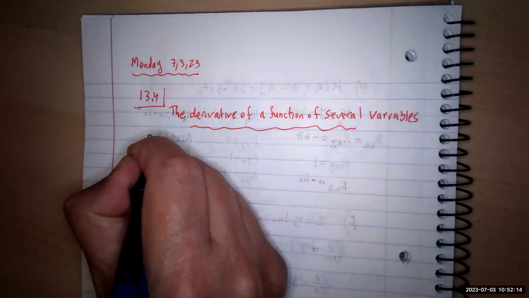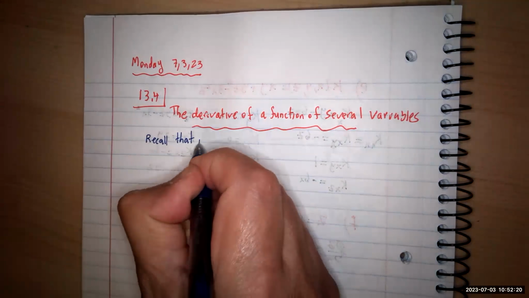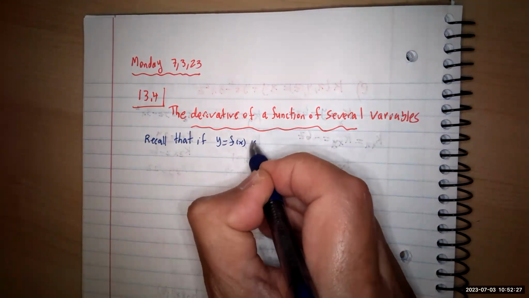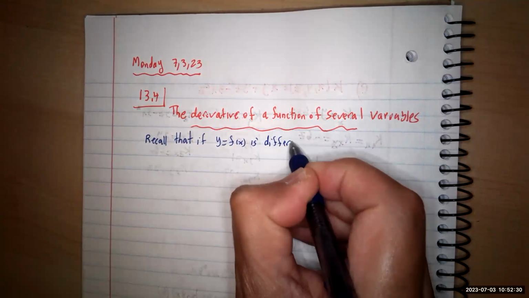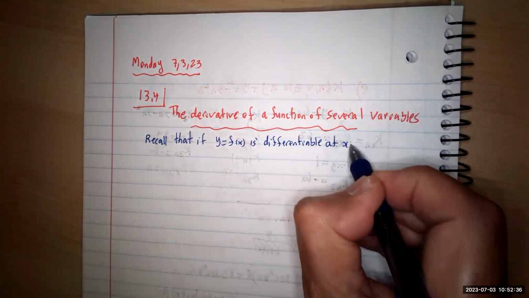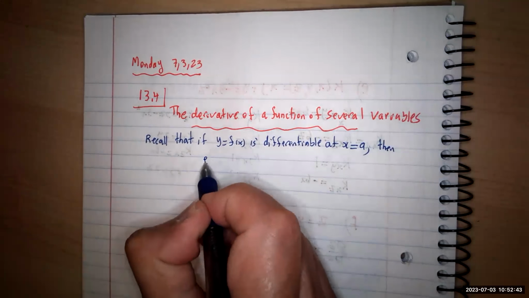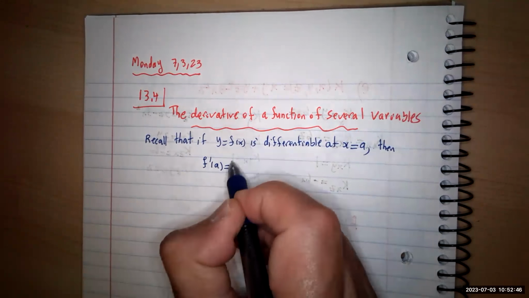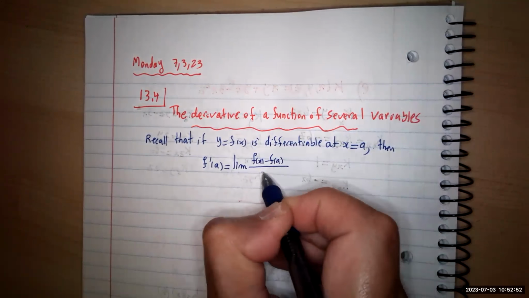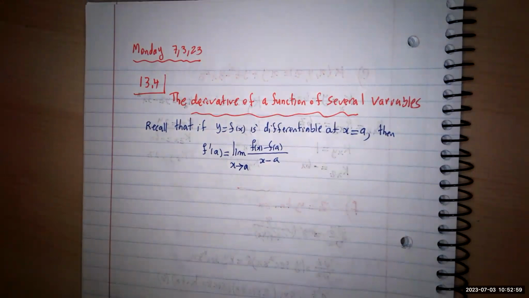Okay, so recall what we did before. Recall that if the function y equal to f of x is differentiable at a number x equal to a, then f prime of a is going to be the limit of f of x minus f of a over x minus a, as x goes to a. This is the definition of the derivative of a function of one variable.